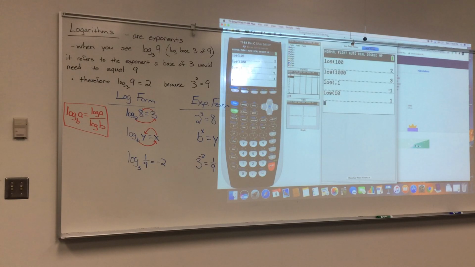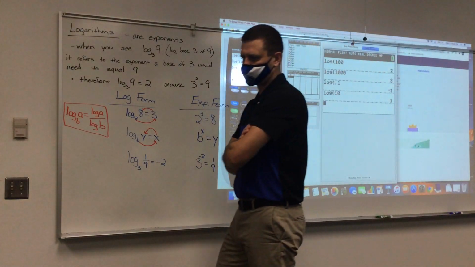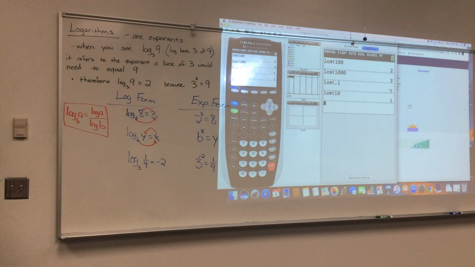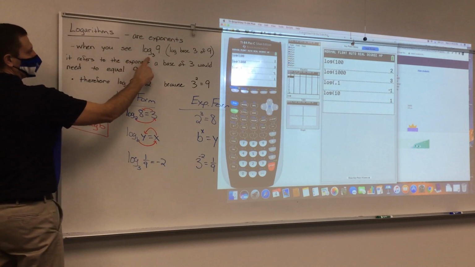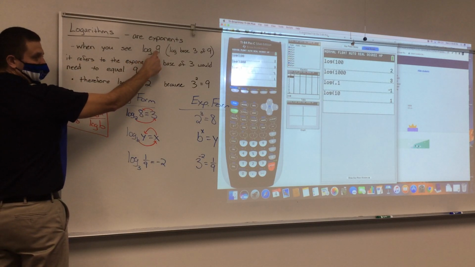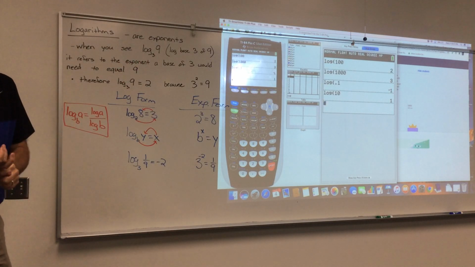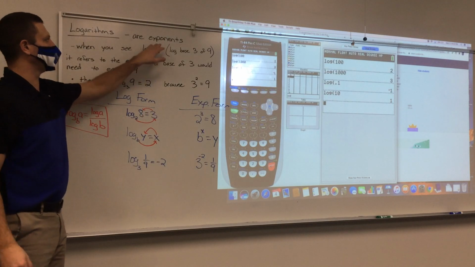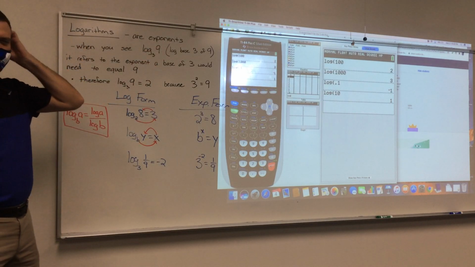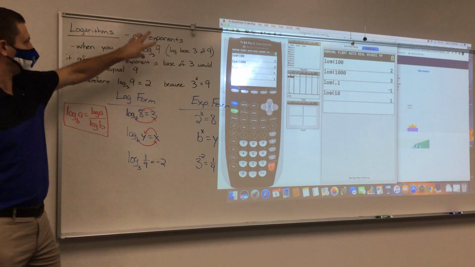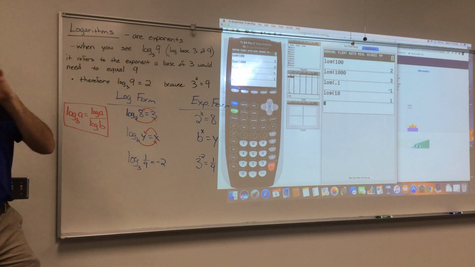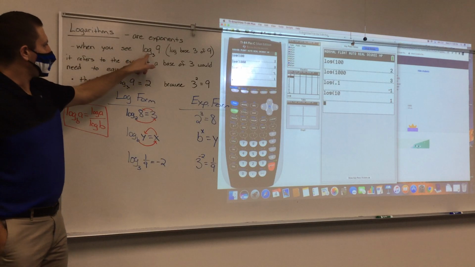Now, the logarithms I showed you on the calculator all had a base of 10. Unfortunately, we don't always get to work in just simply a base of 10, so you will see other bases. For example, if you see this, log base 3 of 9, and that's how you say it, by the way. You can say log 9 with base 3, or log base 3 of 9. Don't say times or anything like that, because there's no multiplication here. This is just a value. It's not the multiplication of anything. So log base 3 of 9.